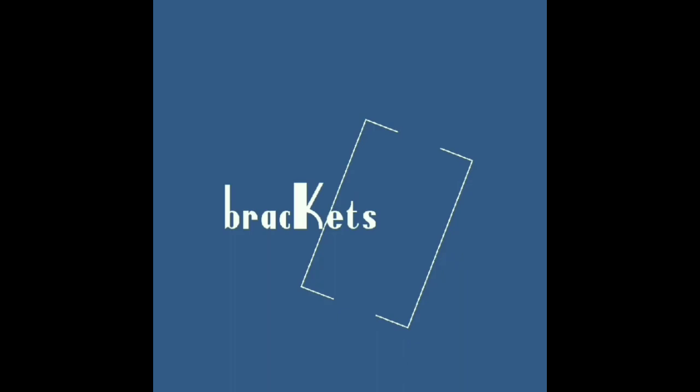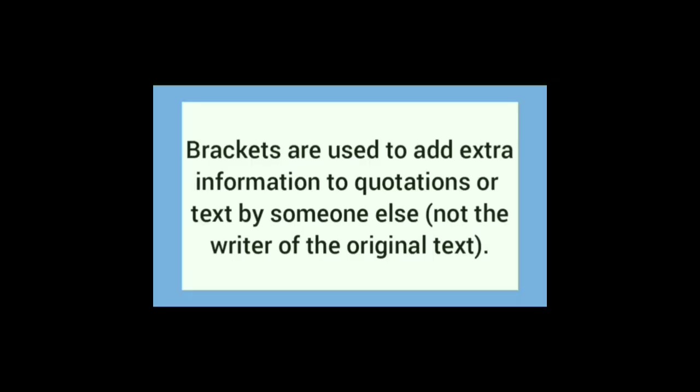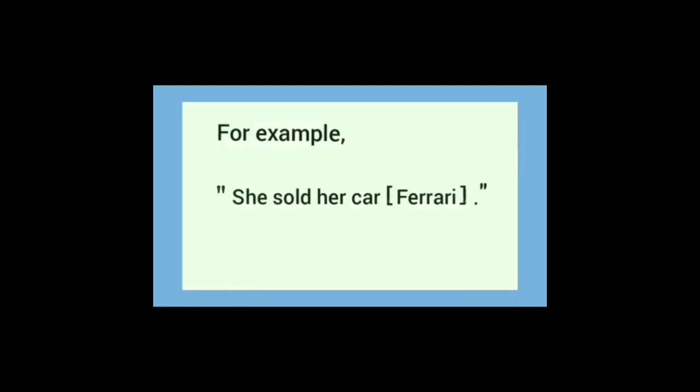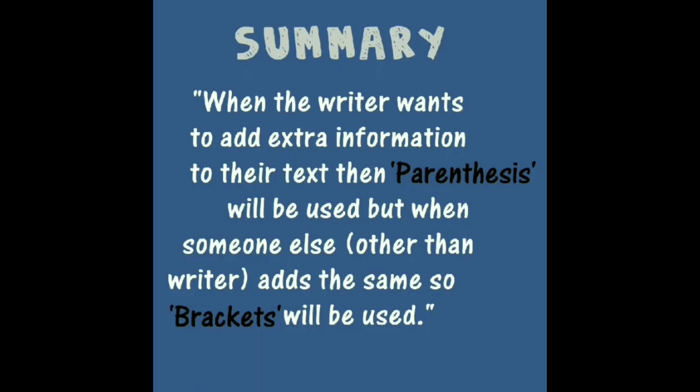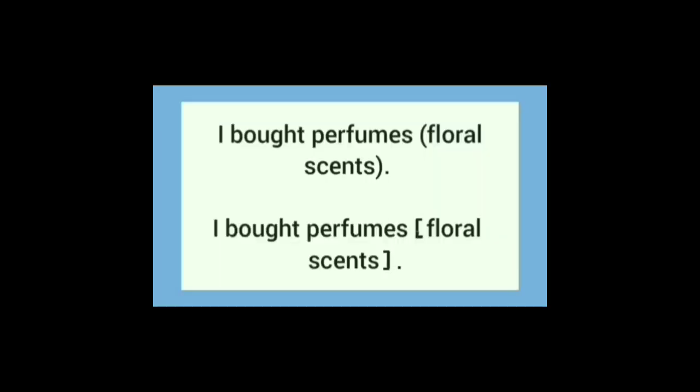Brackets. Brackets are used to add extra information to quotations or text by someone else. In this example, the brackets around the word Ferrari show that this is not written or said by the original writer. When the writer wants to add extra information to quotations or text, then parenthesis will be used, but when someone other than the writer adds the same, brackets will be used. Now you can clearly distinguish the words of the original writer by the use of parenthesis and brackets.